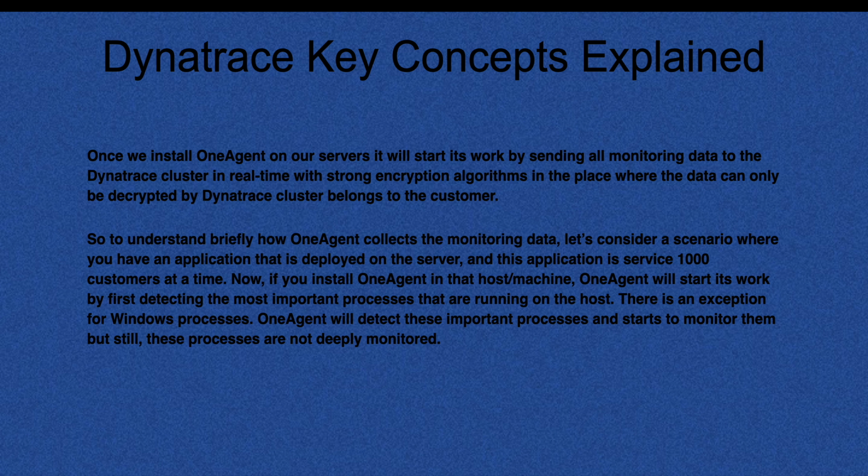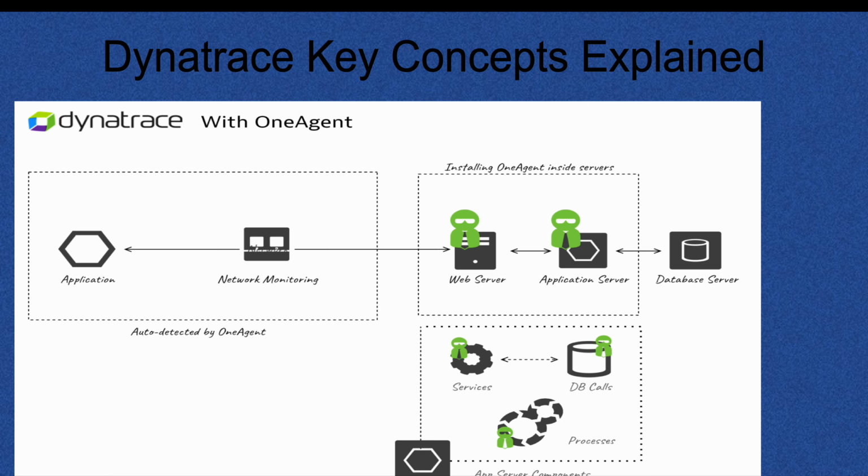Now if you install OneAgent on the host machine, it will start its work by first detecting the most important processes that are running on the host. There are exceptions on Windows processes. OneAgent will detect these important processes and start monitoring them, but still these processes are not deeply monitored. So you can enable that deep monitoring as well.